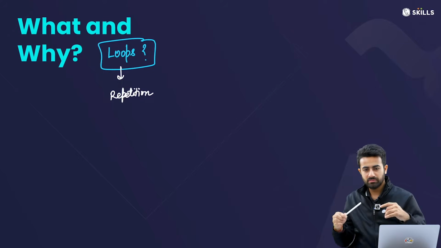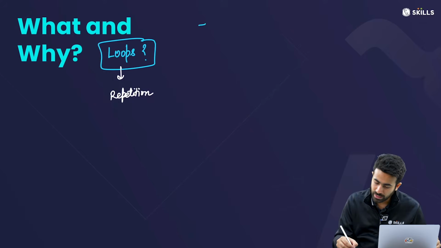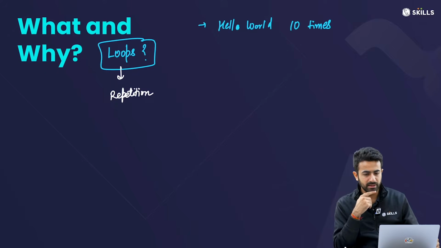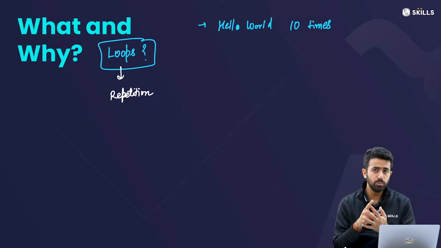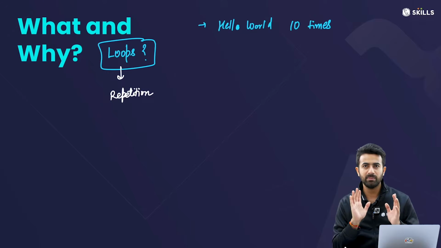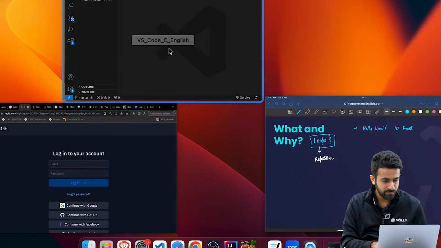Let's first begin very slowly with, for example, I want to print hello world 10 times. And with this, you will get to know what a loop is. Initially, we will be studying the for loop, while loop, and do while loop. All three loops are being covered in this same lecture. So let's move on.